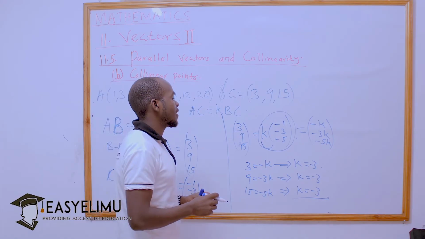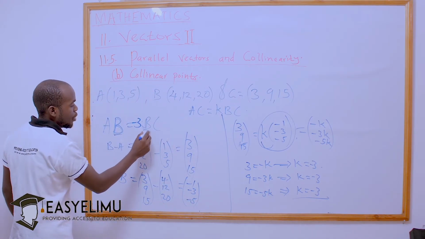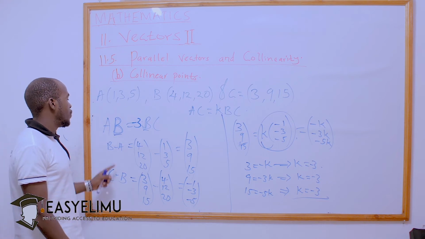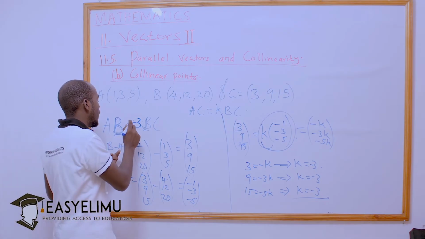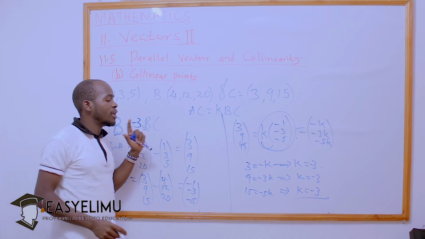From there, we can say that B is a common point between the 3 points. B is a common point. So what we have found is that AB is parallel to BC.